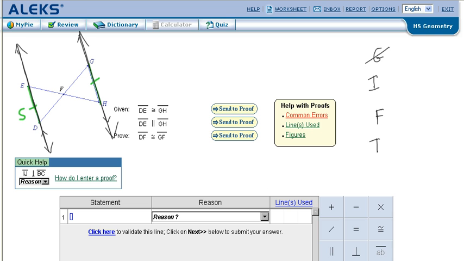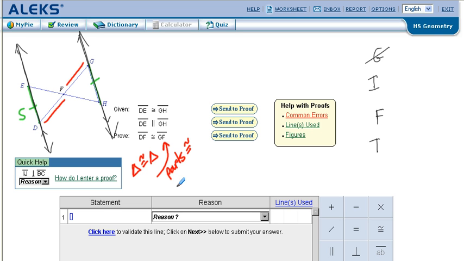Let's look at what we're trying to prove. We're trying to prove that DF and GF are congruent. Somehow we're trying to get those segments congruent. Well, if we can say that these two triangles are congruent, let me highlight them, triangle EDF and triangle HGF, then we can say the parts are congruent. Triangles congruent, parts congruent.